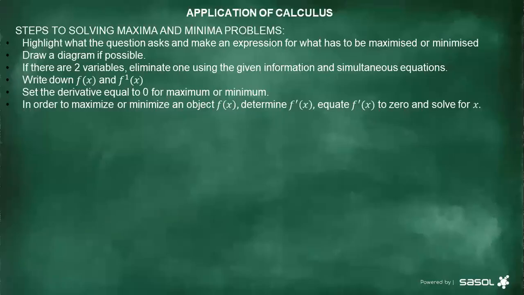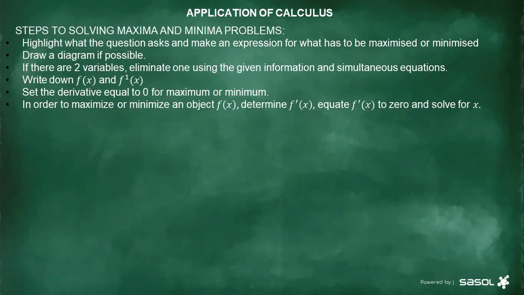All right, these are the steps that you should follow when you are solving the maxima and minima problems. The first says you should highlight what the question asks and make an expression for what has to be maximized or minimized. You can also draw a diagram if possible. In some cases, you'll have to draw a diagram to understand what the question is talking about.